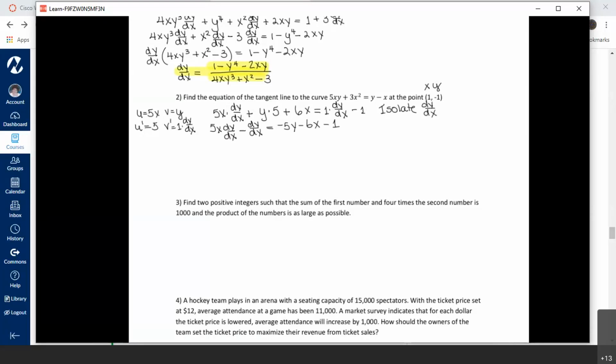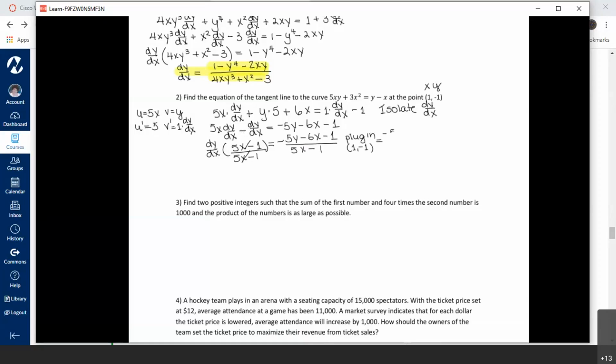And the last step is divide out dy dx. You get 5x minus 1. Again, when you have dy dx by itself, this is minus 1 times dy dx. You divide out the dy dx, you're left with the 1. Minus 5y minus 6x minus 1. I'm going to divide by 5x minus 1. Okay, so here's my expression for dy dx. And now I have to plug in the point 1, minus 1.